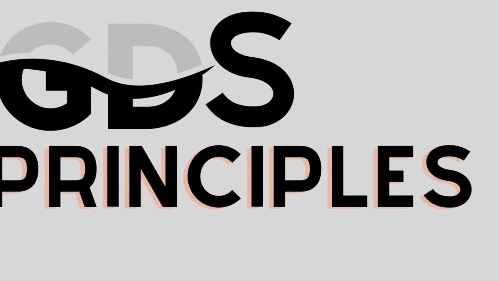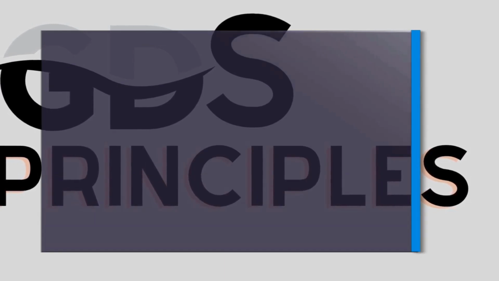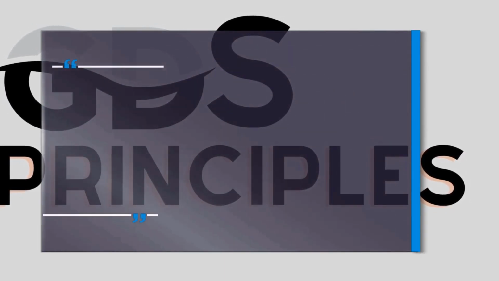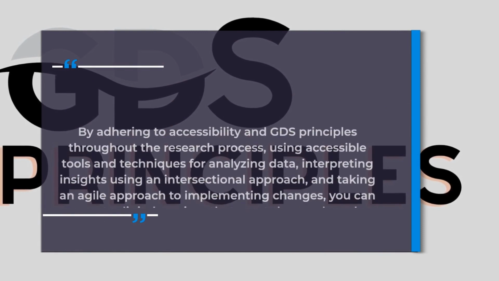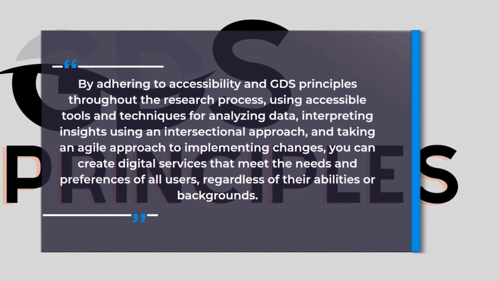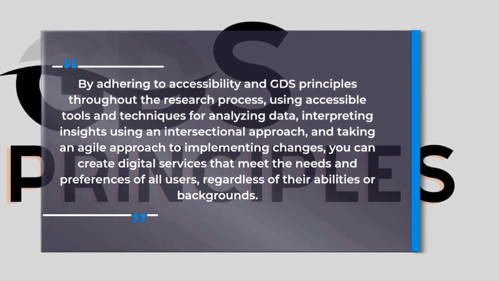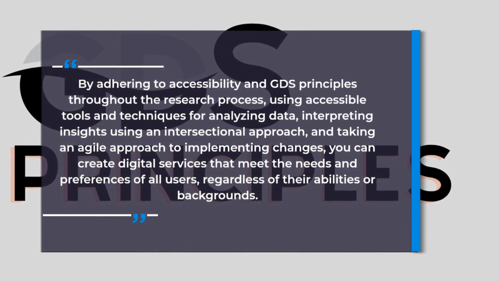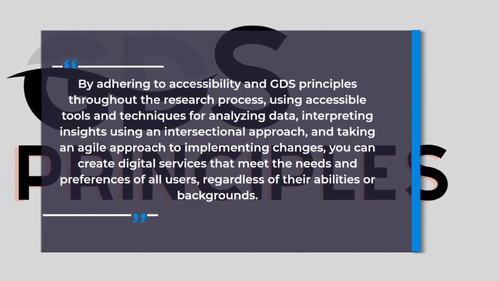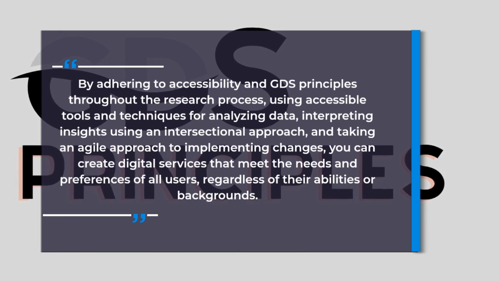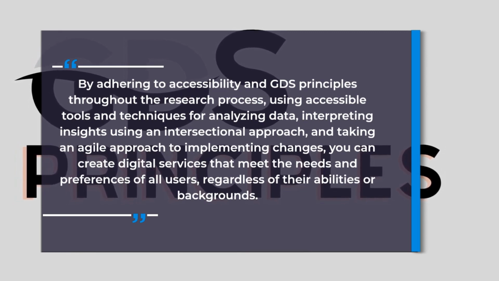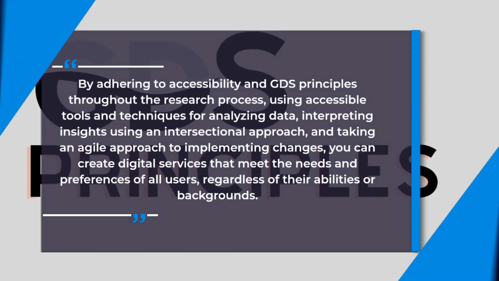By adhering to accessibility and GDS principles throughout the research process, using accessible tools and techniques for analyzing data, interpreting insights using an intersectional approach, and taking an agile approach to implementing changes, you can create digital services that meet the needs and preferences of all users, regardless of their abilities or backgrounds.